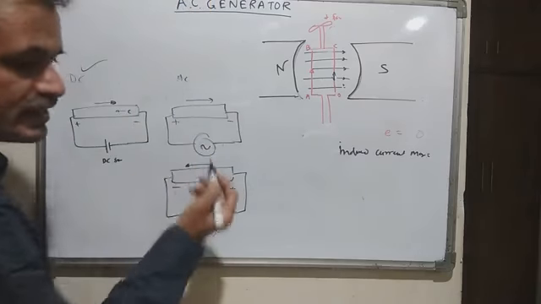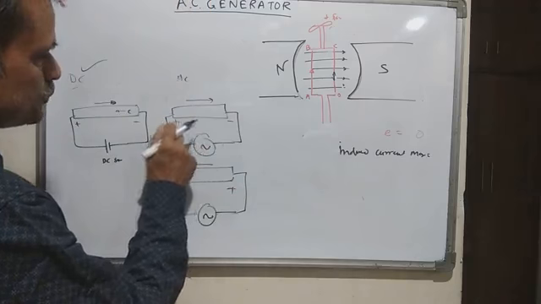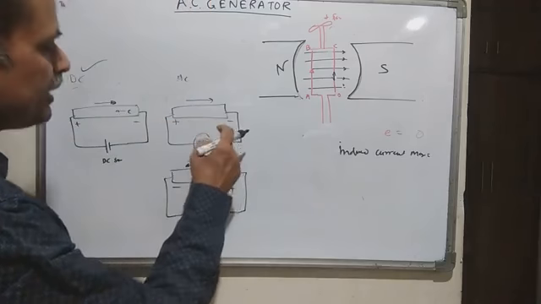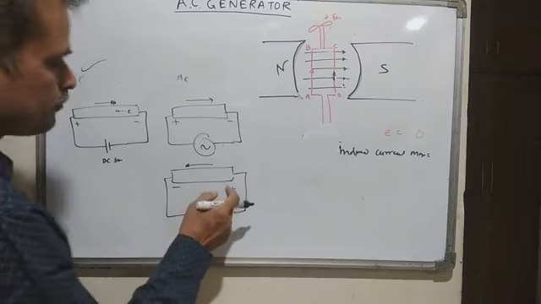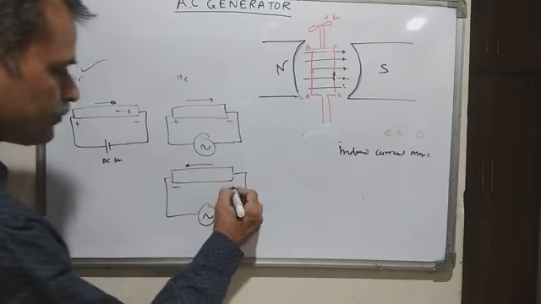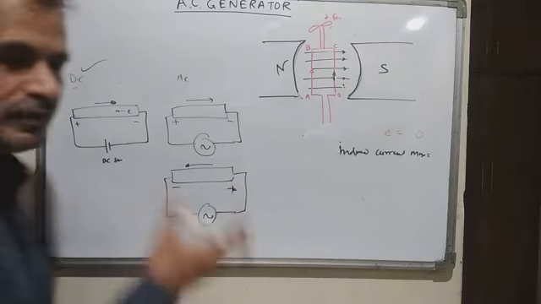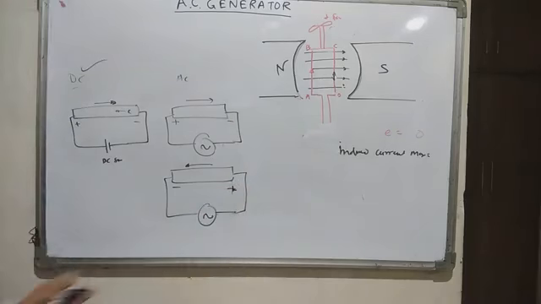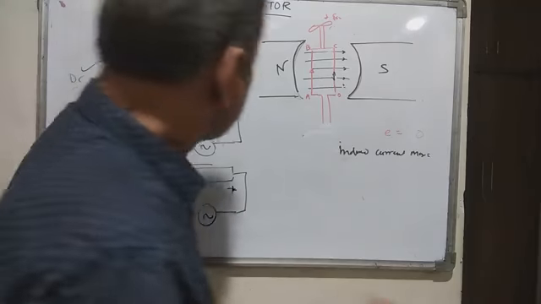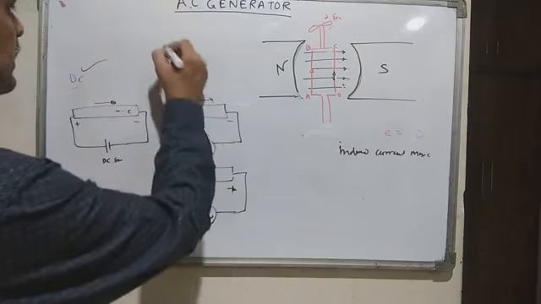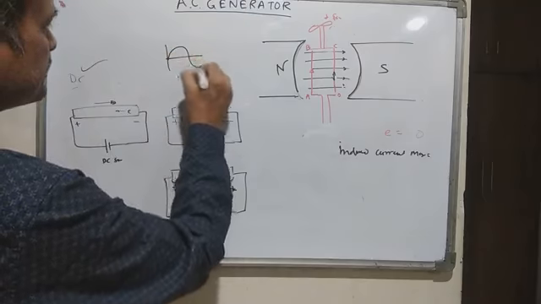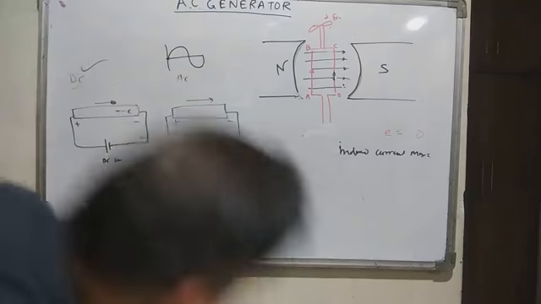So initially in the first half cycle, the current will flow from positive to negative. In the second half, it will change direction and then flow from positive to negative this way. So the direction will change continuously. Therefore AC is denoted like this.